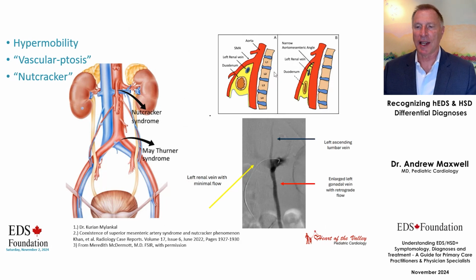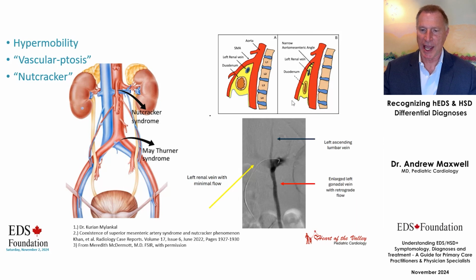As part of that SMA having a narrow angle, it can also compress the renal vein, the left renal vein specifically, and create what's called nutcracker syndrome. And that can lead to left kidney dysfunction and issues along those lines, including hypertension.